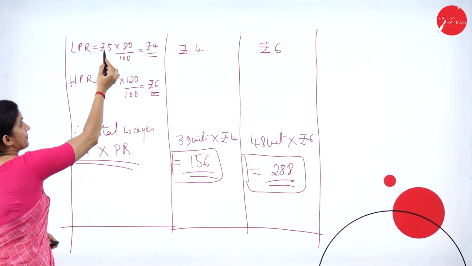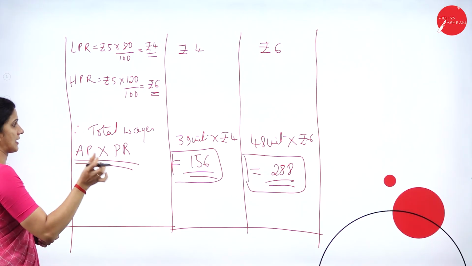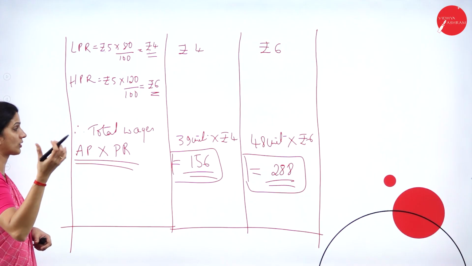Of piece rate, it is 5. Of 80%, it is 4. Then 120% of 5, it is 6. Then finally, we'll calculate the total earnings.